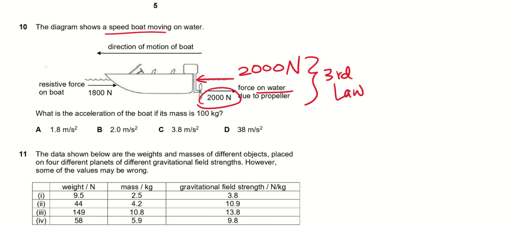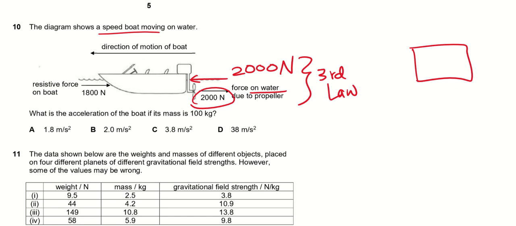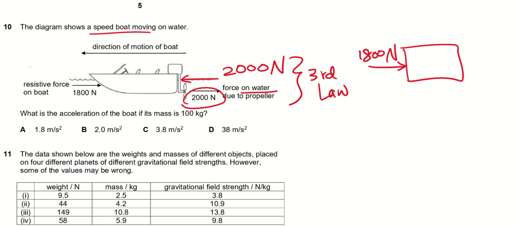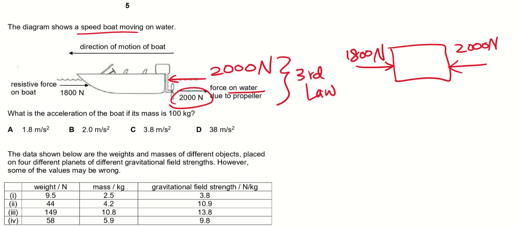Okay, so let's draw a free body diagram. It shows all the forces acting on this body. So on the boat, I have 1800 Newtons. I also have a force of 2000 Newtons. How do I get this 2000 Newton and the direction? Because this question wants to mislead us to say that the force on the water due to propeller, or the force on boat, is 2000 in this direction, but it is not. Read the question carefully.